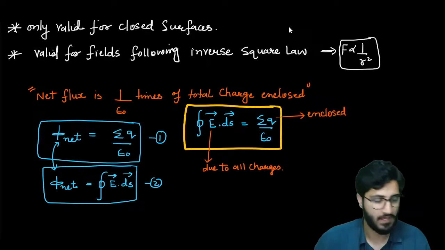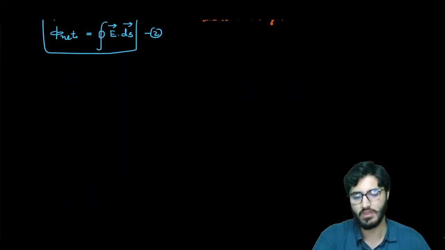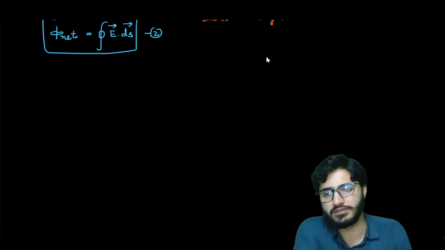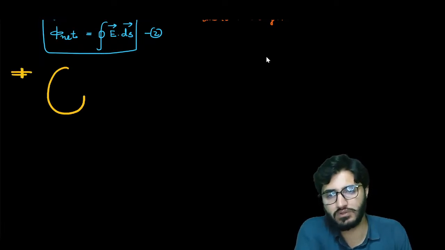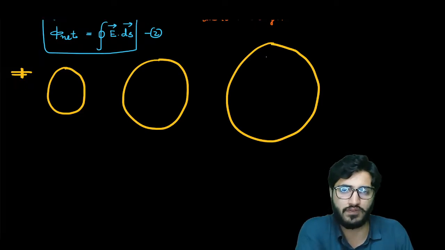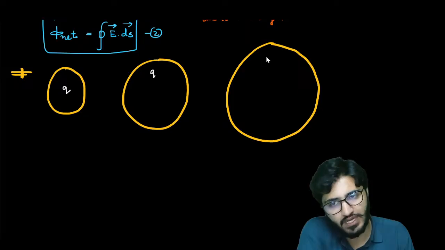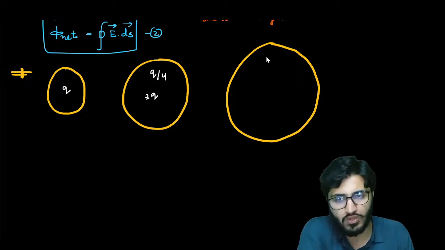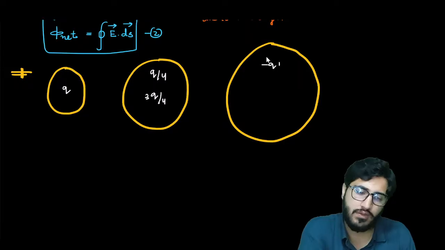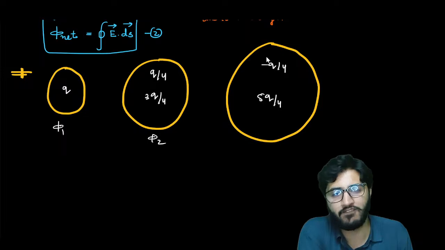Let us think about many things. Look now, if we have a question: one surface, one more surface, one more surface. In the first surface, we have a charge Q. In the second surface, I have charge Q by 4 and 3Q by 4. Then I have minus Q by 4 and 5Q by 4. So we have phi 1, phi 2, phi 3. Find the relation between these phi.